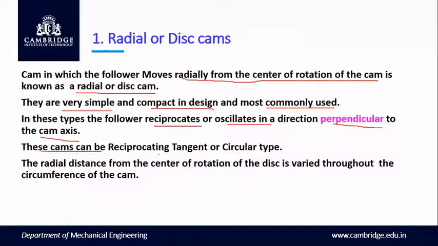These cams can be reciprocated, tangent or circular type. The radial distance from the center of rotation of the disc is varied throughout the circumference of the cam. So the circumference of the cam plays a major role in obtaining the desired motion of the follower.